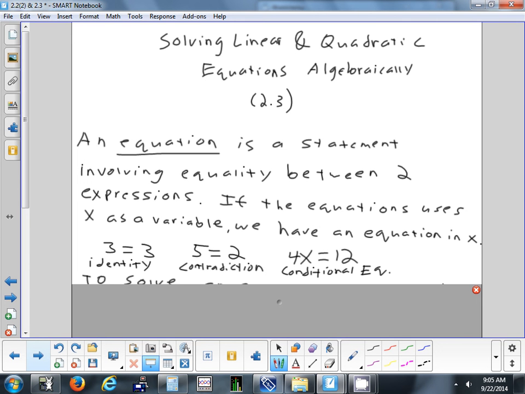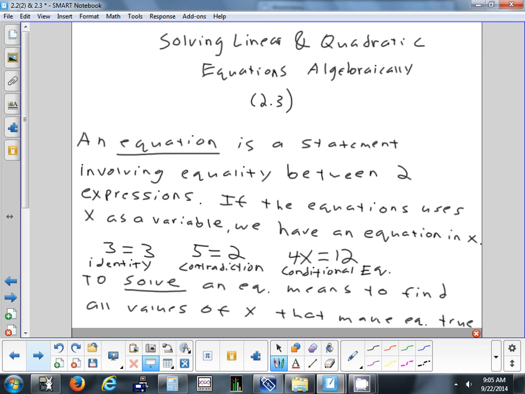Okay, an identity is an equation that is always true. No matter what value you pick for the variable, you can never make an identity false. And again, that would normally be the last step in a sequence of steps. All your variables would cancel out, and you'd end up with a number equals a number.